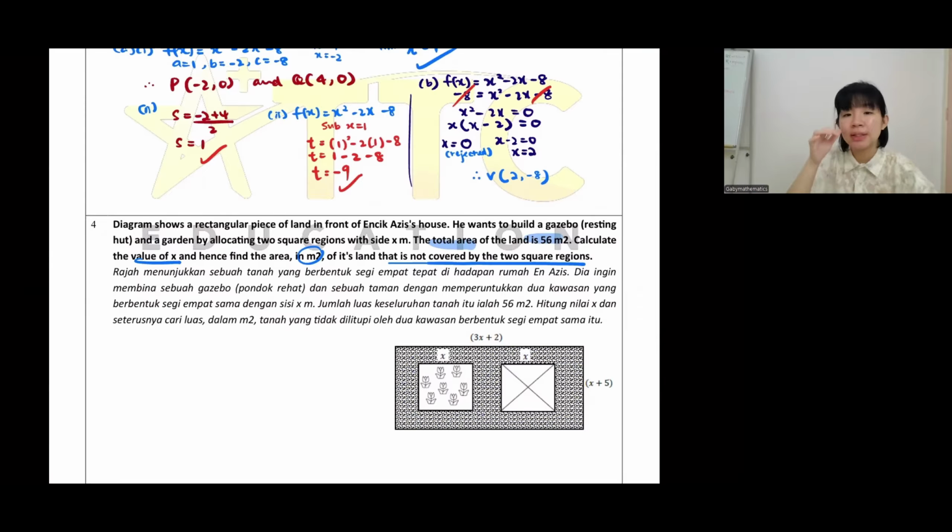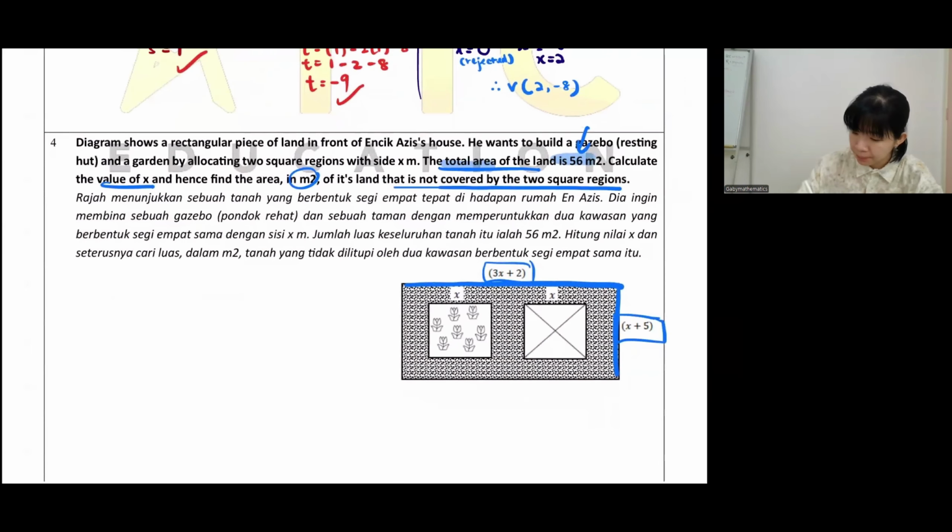Okay, so now to find x, we have to form an equation. What equation can we form? The question mentioned 56. Definitely equals 56. Total area equals 56. We have length given, we have width given, length times width equals 56. Okay, so write it down: (3x plus 2)(x plus 5) equals 56. From here, you can find x. Okay guys, quickly find x for me. Expand the brackets on your own first.